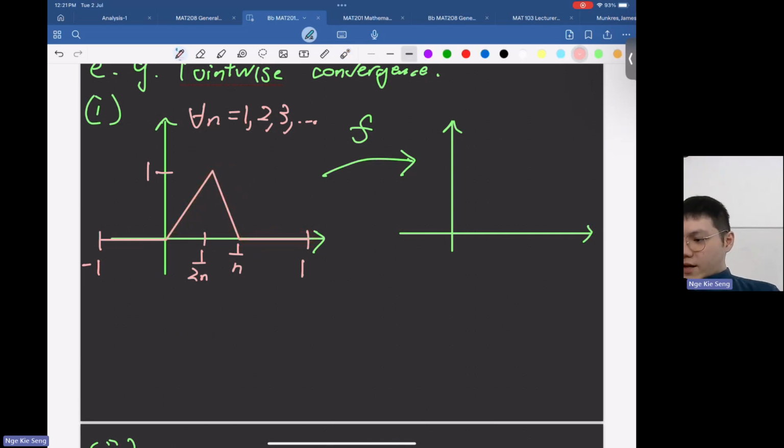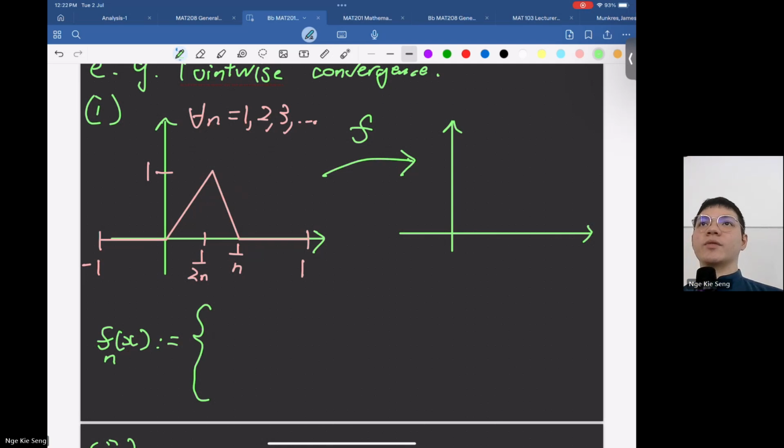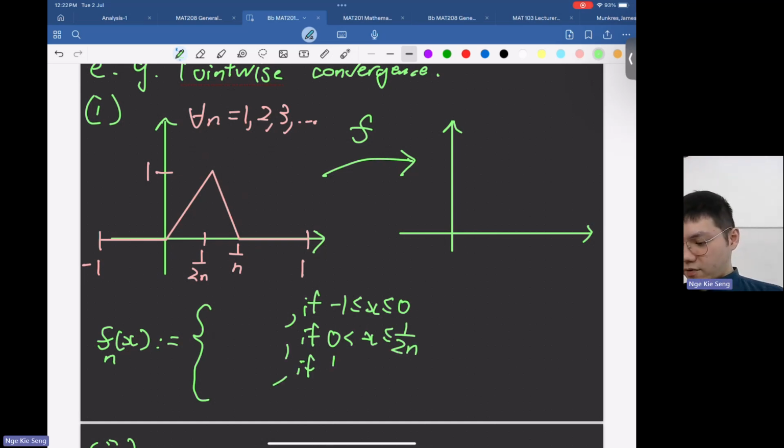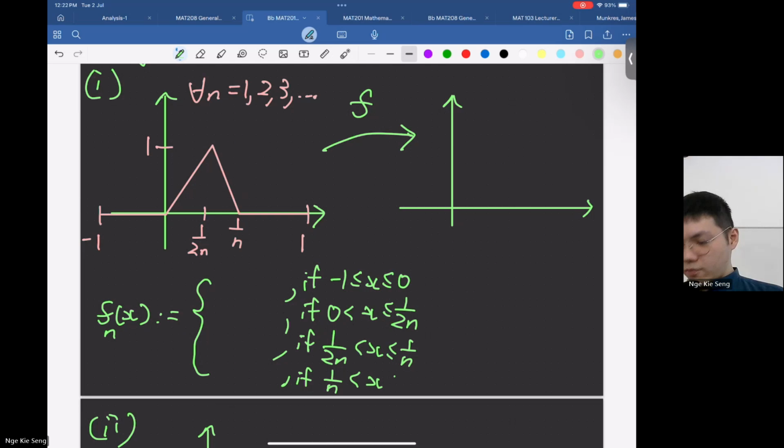Okay, so we can write this piecewise function down, right? How do we write this piecewise function? Basically we split into how many parts? What do you think? 3 parts? Not enough. We should break into 4 parts. There are 2 zero parts here, 1 linear part, and then the opposite linear part. So we break into 4 regions: -1 up to 0, then 0 up to 1 over 2n, then 1 over 2n up to 1 over n, and then 1 over n up to 1. For the first part and the last part, we should put a 0.